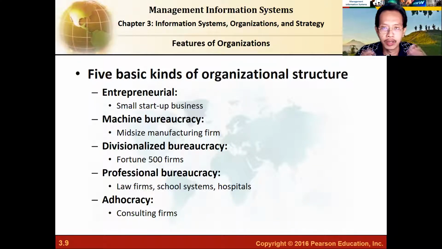And then there's a middle-sized firm that's starting to become a bureaucracy. These companies would need more energy to change, to introduce a new information system. And it would be even harder to make changes in divisionalized bureaucracy companies, those large companies, the Fortune 500 companies, for instance, the conglomerates. This would even need more attention if you implement an information system.